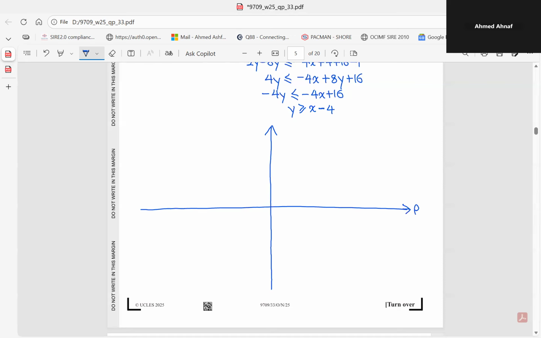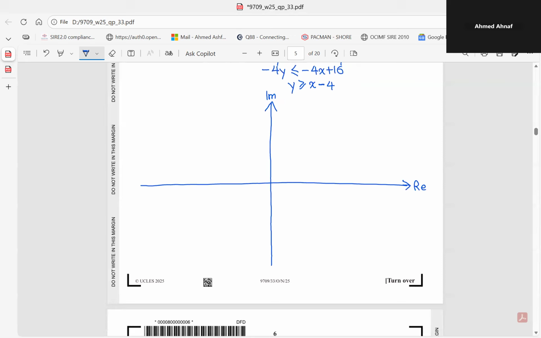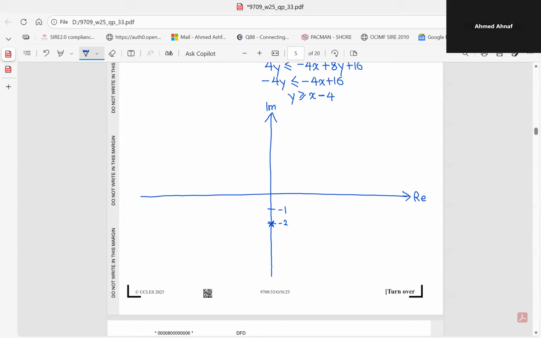So this will be a real axis. This will be our imaginary axis. So our circle, the coordinates is 0, negative 2. So negative 2, I will let it be here. Okay, so this is negative 2, this is negative 1. And this is 1, this is 2, and this is 3. This is 1, this is 2, this is 3. Yeah, in the actual exam, please get a ruler and don't like draw freehand like me.